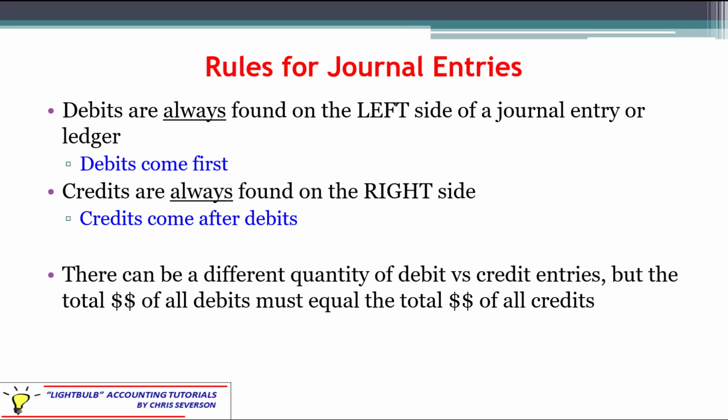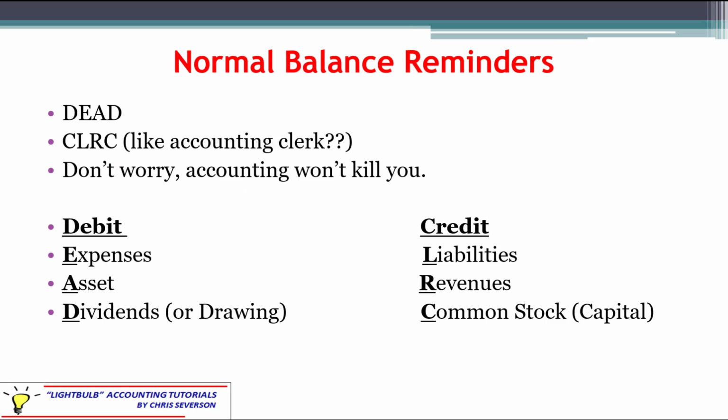Now the second rule here is that there can be a different quantity of debit versus credit entries. So in other words, you could have 2 debits and 1 credit for a particular journal entry, or 1 debit and 3 credits. The quantity itself isn't a concern. The dollar amount is what's the concern. The total dollars of all the debits must equal the total dollars of all the credits. So that's the rule there.